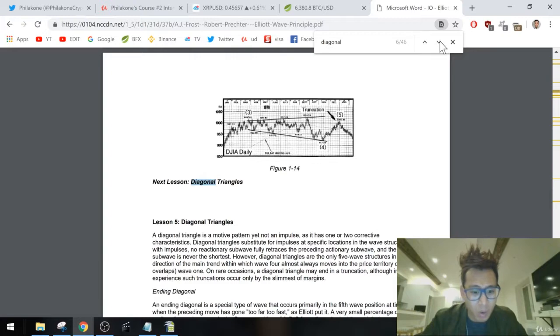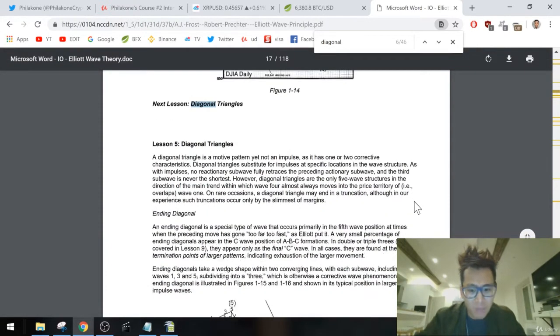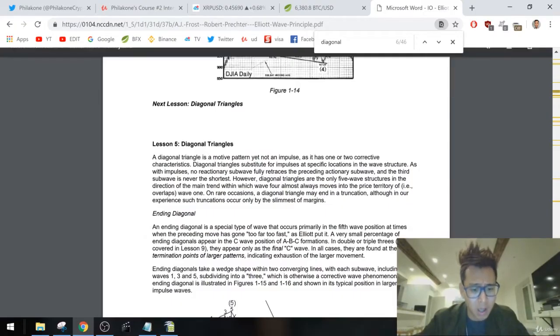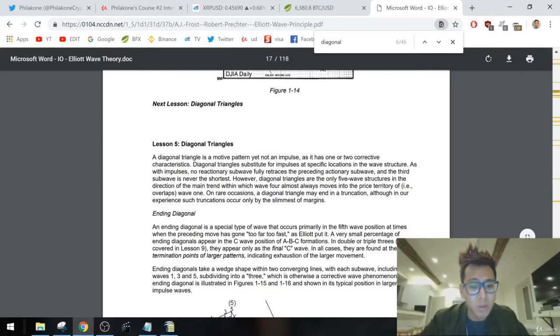Now I'm going to talk about overlapping over here. Let me find it for you right here first. Right here, you guys need to be very clear because a lot of people think that sometimes waves cannot overlap. Now this is a very basic part of Elliott wave, but this rule is very important for me, okay? A diagonal triangle is a motive pattern, but not an impulse, and it has two corrective characteristics. Diagonal triangles substitute for impulses at specific locations in the wave structure.